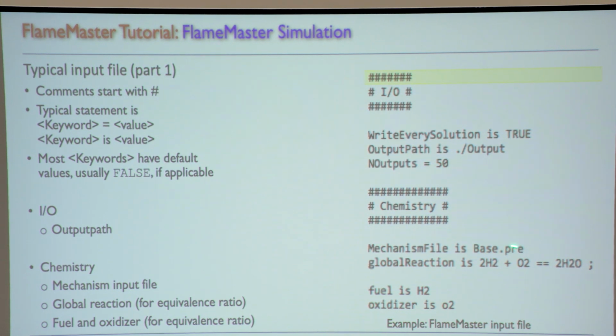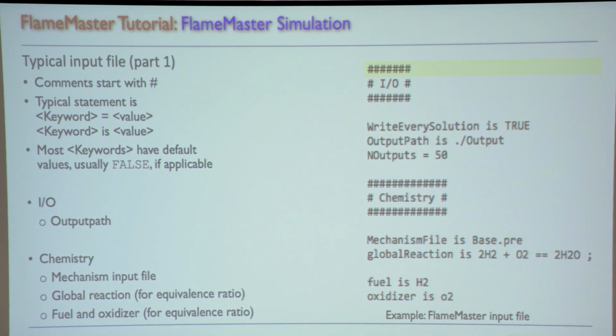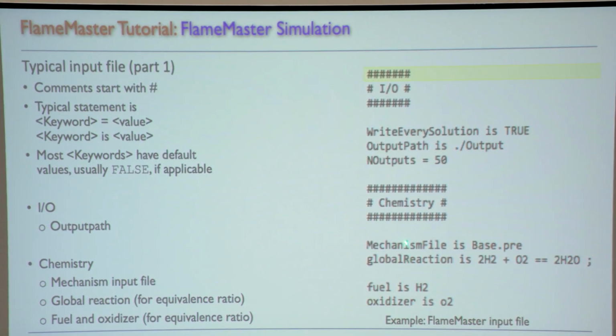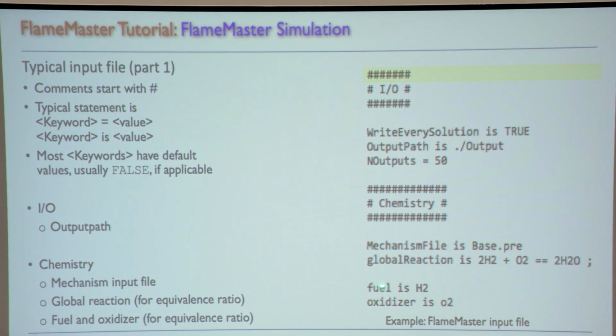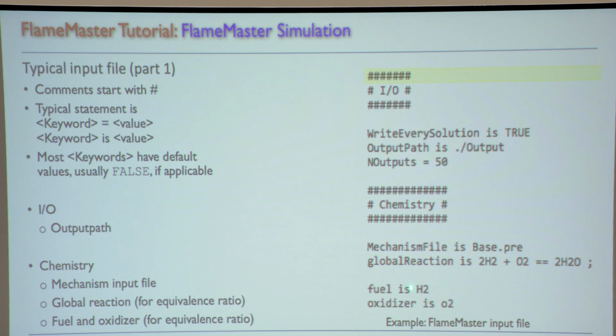So this is the name of the mechanism file. You specify the global reaction. That is useful when you want to specify the equivalence ratio. If you say the equivalence ratio is 1, then the code needs to know what the global reaction is that underlies this equivalence ratio. You also need to specify what the fuel is and what the oxidizer is, and then with this information and the equivalence ratio, the initial composition can be determined.